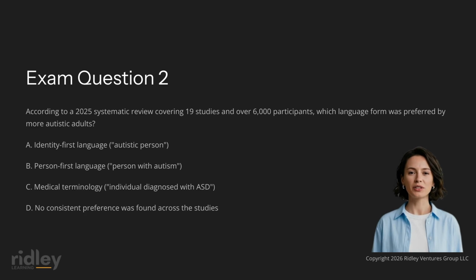Question 2. According to a 2025 systematic review covering 19 studies and over 6,000 participants, which language form was preferred by more autistic adults? The correct answer is A, identity first language, meaning the phrasing autistic person. Rationale. The Schock and colleagues 2025 systematic review, covering 19 studies with a combined sample of 6,350 participants, found that more autistic adults preferred identity first language over person first language. The clinical recommendation is to ask each patient their language preference, honour it, and default to identity first language when preference is unknown.